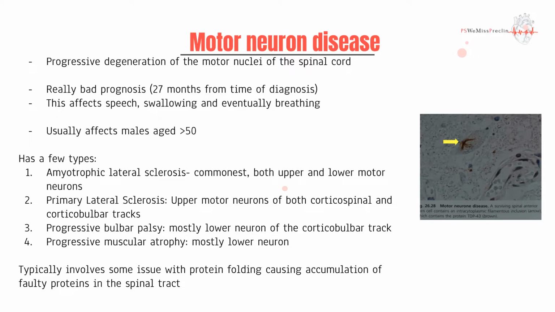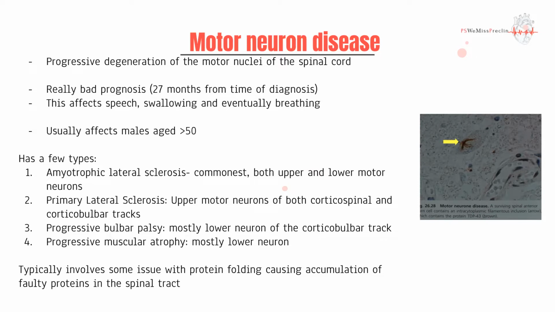And as you know, breathing is controlled by the phrenic nerve, the roots of which are C3, C4, C5. And if you have the motor nuclei of those roots affected, then that would cause respiratory failure. And it usually affects males aged above the age of 50. Now, we have 4 different types, and to make this all a bit easier to understand, let's break it down.